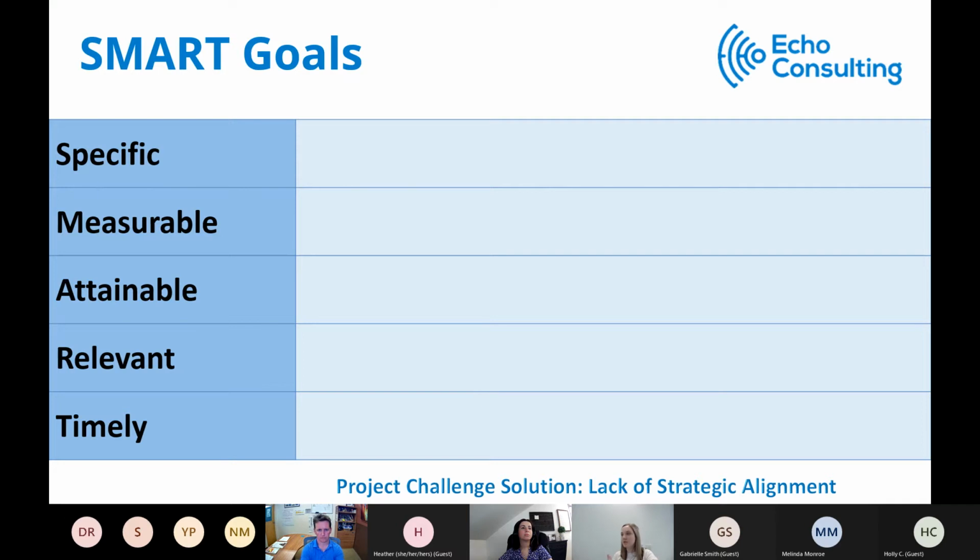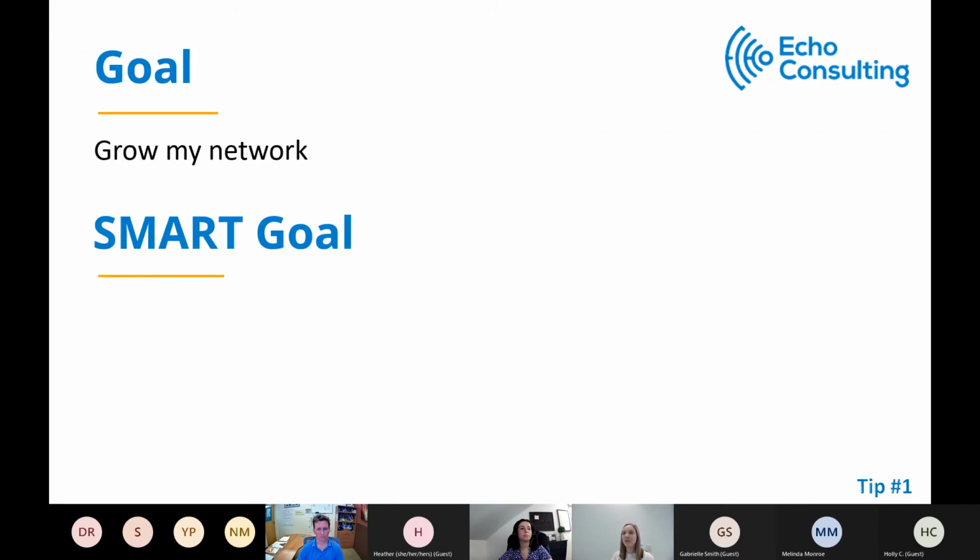So SMART goals. Some of you may be familiar with SMART goals, but this is really just a structure and a framework for your goal setting to really help that common project challenge, as I mentioned, that lack of strategic alignment, making sure that we have our goals outlined in a way that's understandable and easy to measure for the team. So I'll give you an example. So my goal is to grow my network for my business.